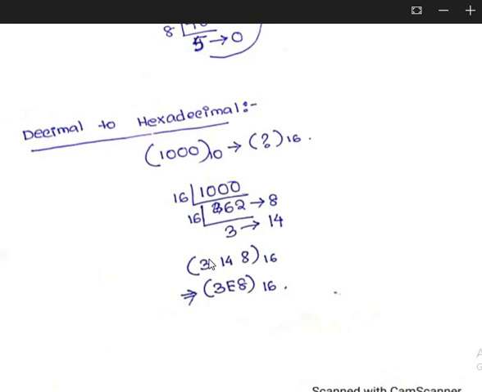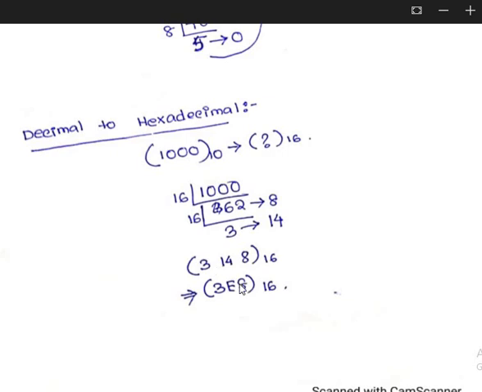So in case of hexadecimal conversion, I am going to divide the number by 16 instead of taking 2 or 8, because I am going to convert the number to its hexadecimal. In the same way, I will divide the number, write the quotient, and write the remainders in order from downwards towards upwards. Here 3, 14 and 8 is the answer. 14 I cannot write directly, so I have written E instead of writing 14.